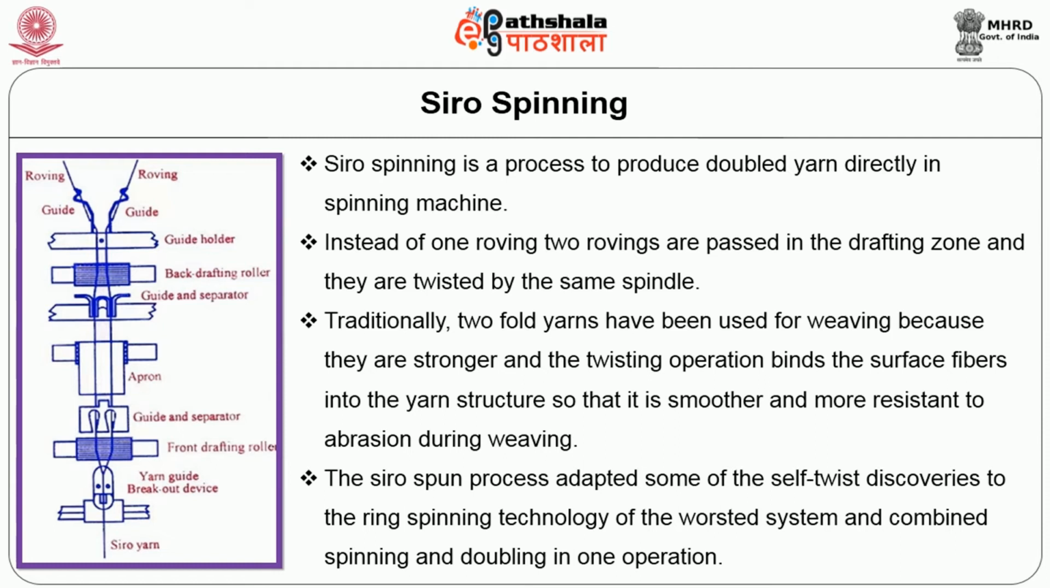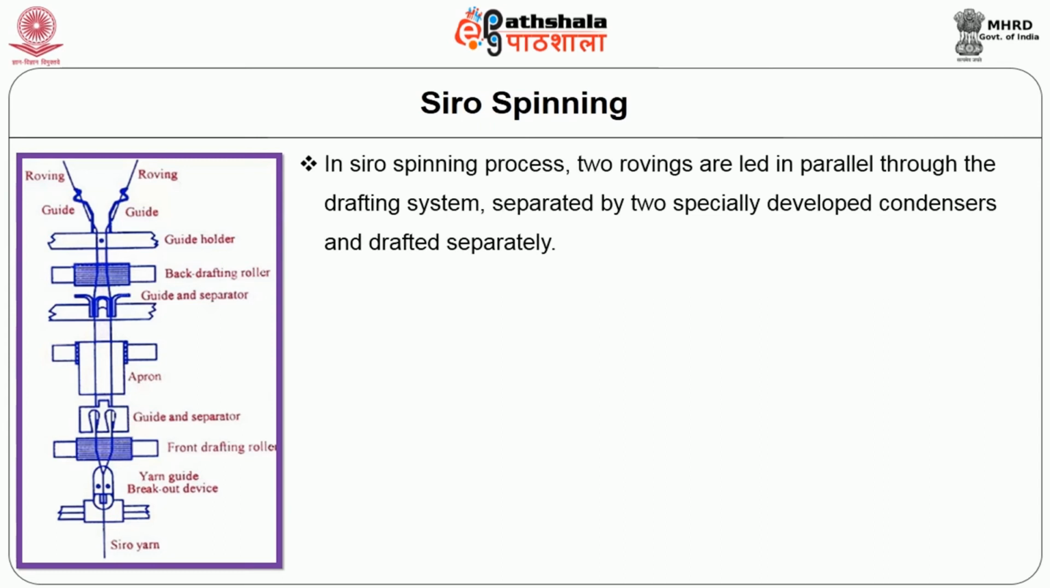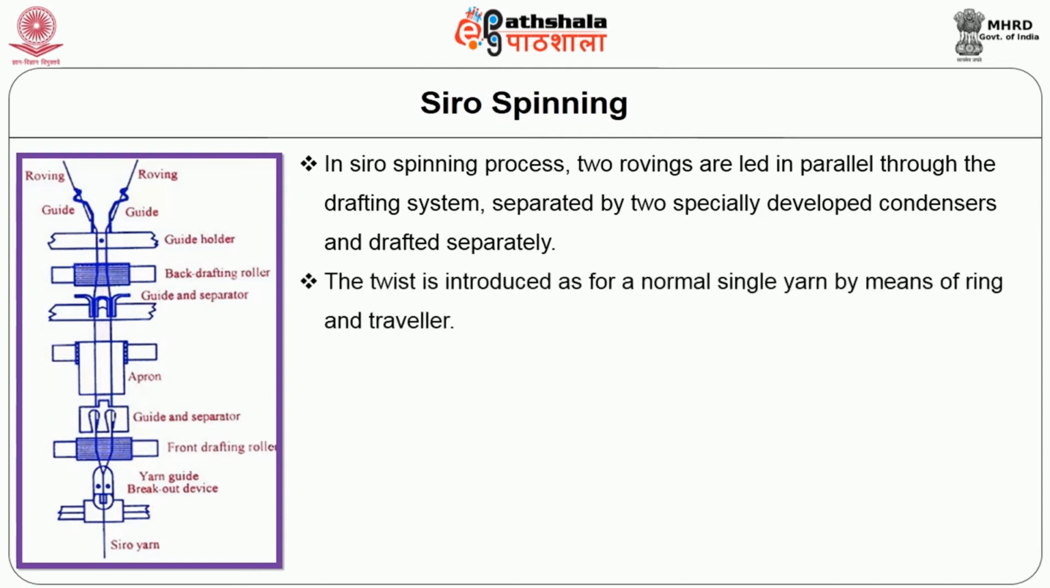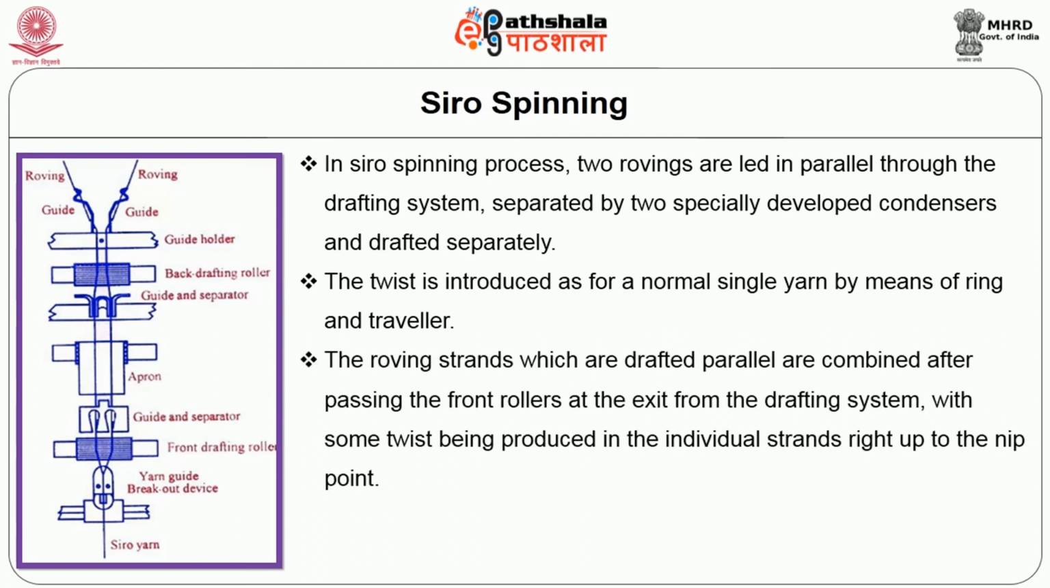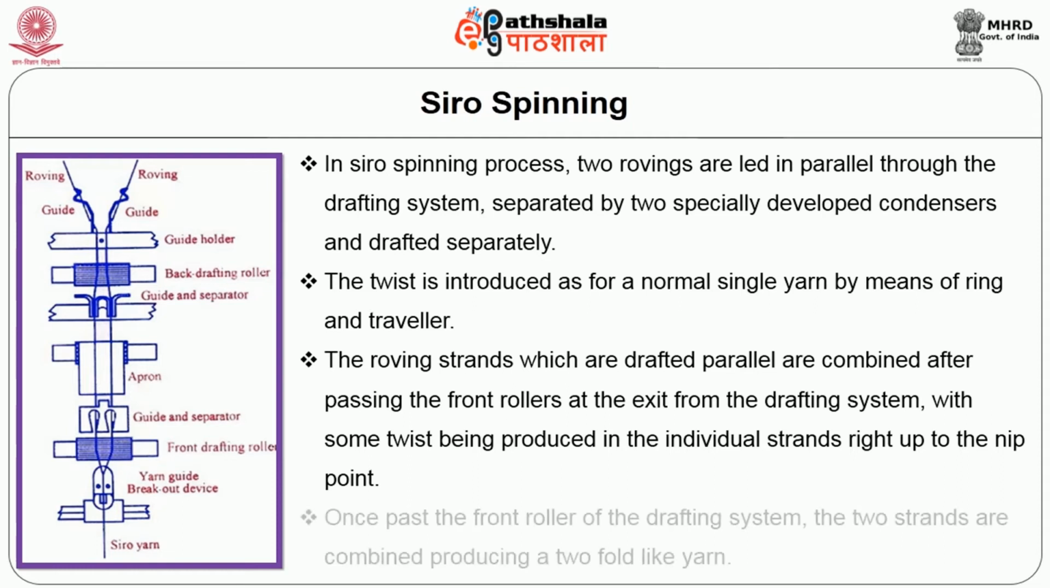In the zero spinning process, two rovings are led in parallel through the drafting system, separated by two specially developed condensers, and drafted separately. The twist is introduced as for a normal single yarn by means of ring and traveler. The roving strands, which are drafted parallel, are combined after passing the front rollers at the exit from the drafting system, with some twist being produced in the individual strands right up to the nip point. Once past the front rollers of the drafting system, the two strands are combined, producing a two-fold like yarn.